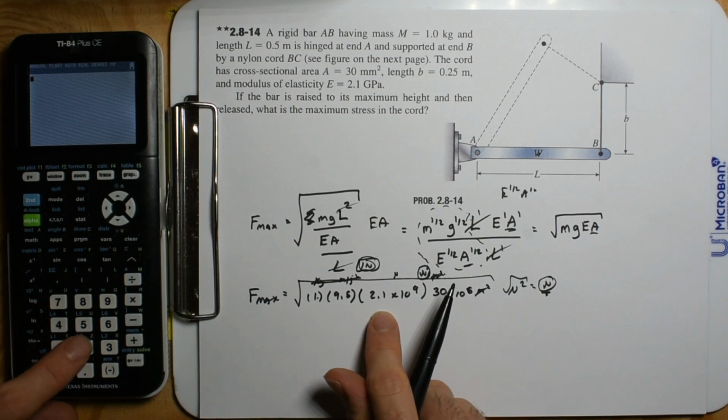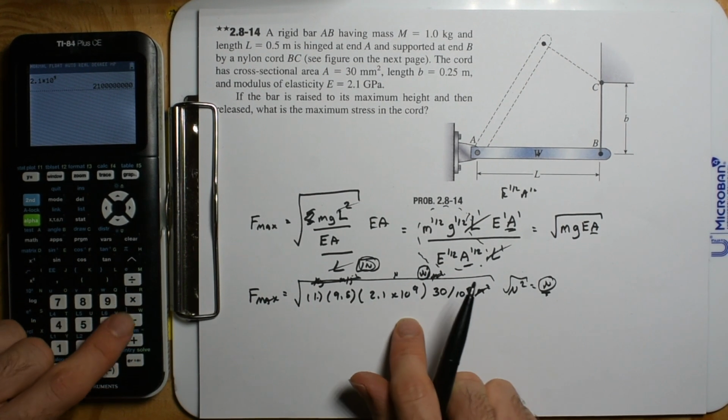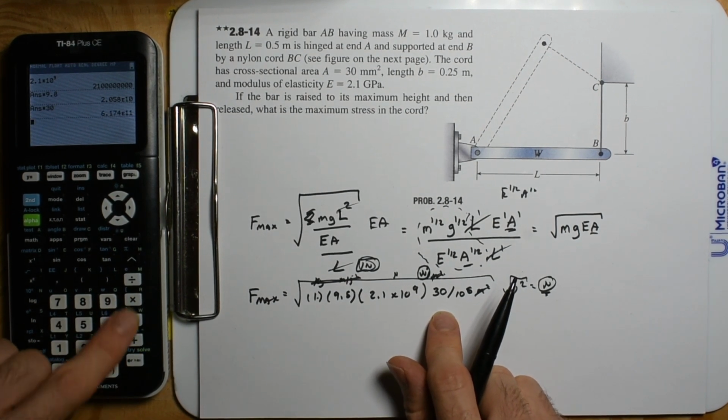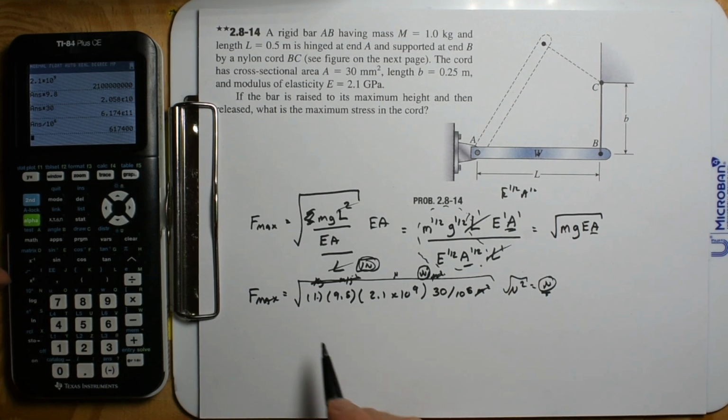Anyway, alright, so we'll do this one first. 2.1 times 10 to the 9, and times 0.98 times 30 divided by 10 to the 6. And no, we did not get the right answer.